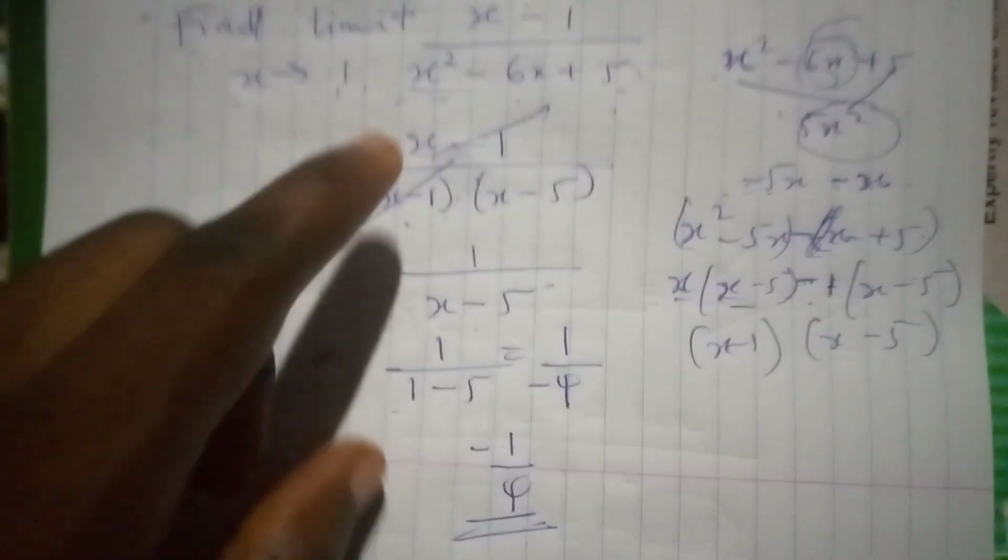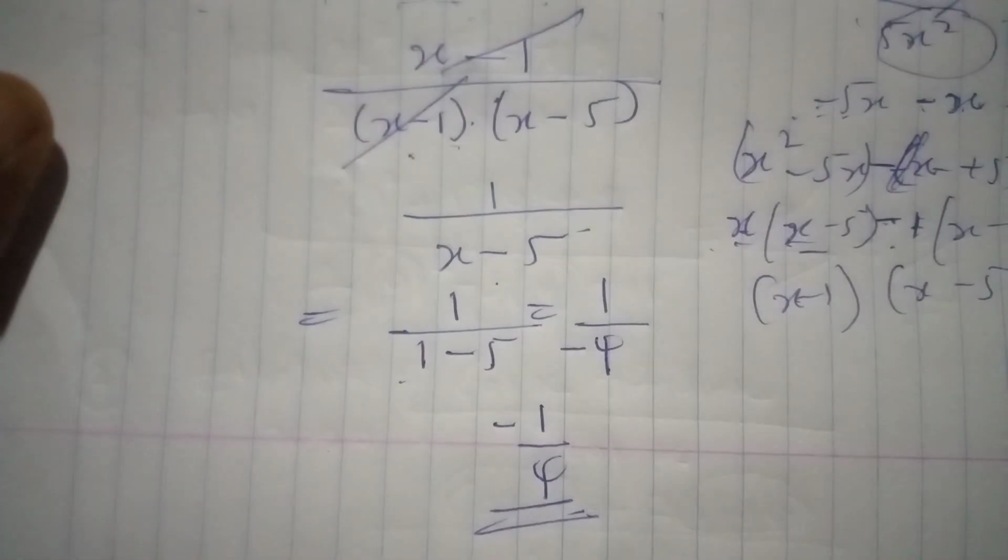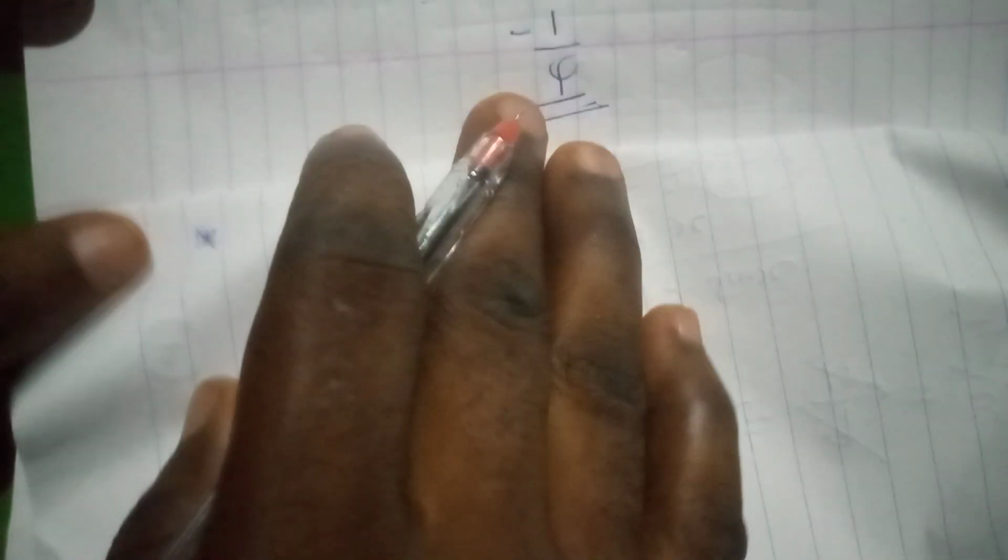That is for factorization when you can factorize it. Let's look at another one under factorization. We are having x squared minus 4 all over x plus 2. They say we should find the limit as x tends to minus 2.